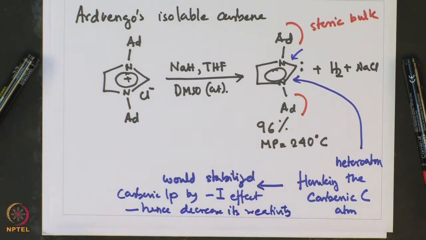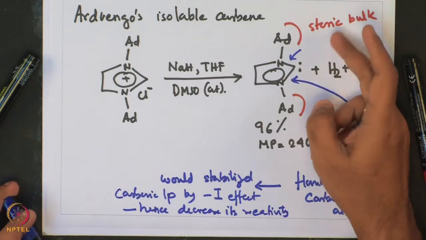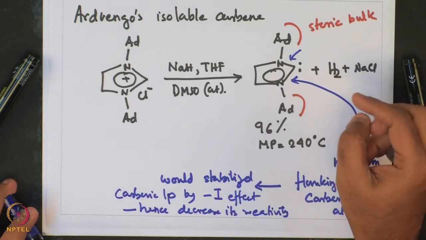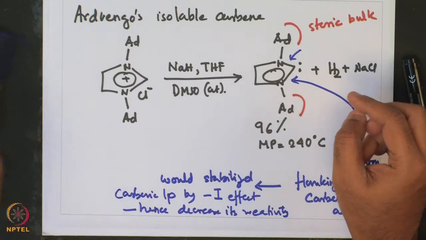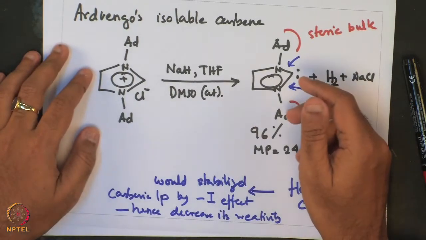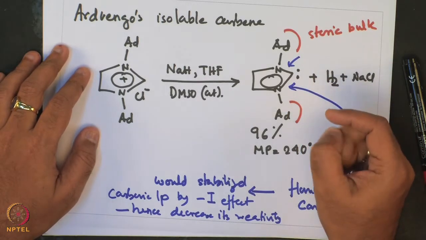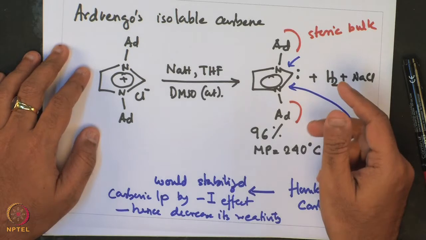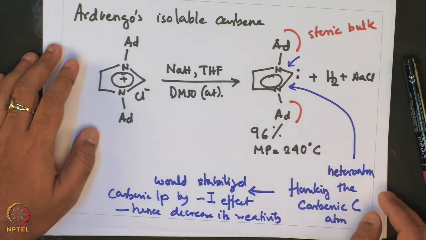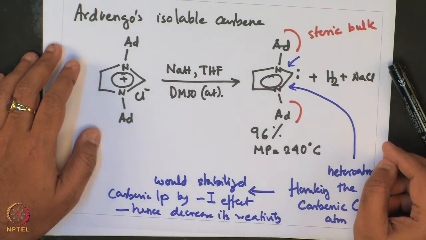With the successful implementation of this strategy, which had both steric as well as electronic components towards isolating this free carbene, a lot of catalytic reactions using transition metal carbene complexes came into being, and their role as catalysts in this transformation was looked at very seriously.